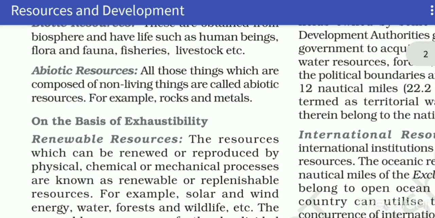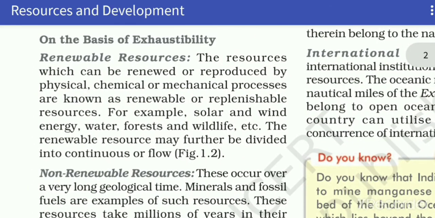Now the second one is on the basis of exhaustibility. What is the meaning of exhaustibility? It means use up. So it is of two types: renewable resources and non-renewable resources. Renewable resources means all those resources that can be renewed, reproduced or regenerated, or replenishable. Replenishable means which can be refilled, like solar and wind energy, water, forest, wildlife.